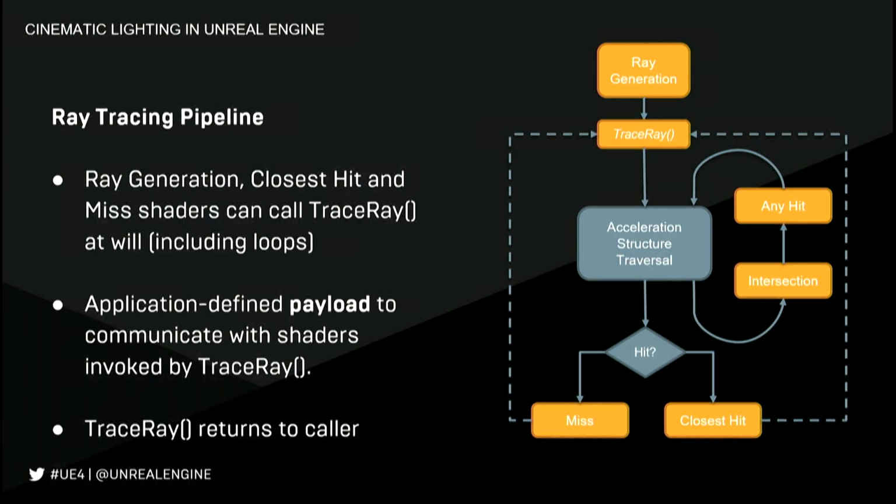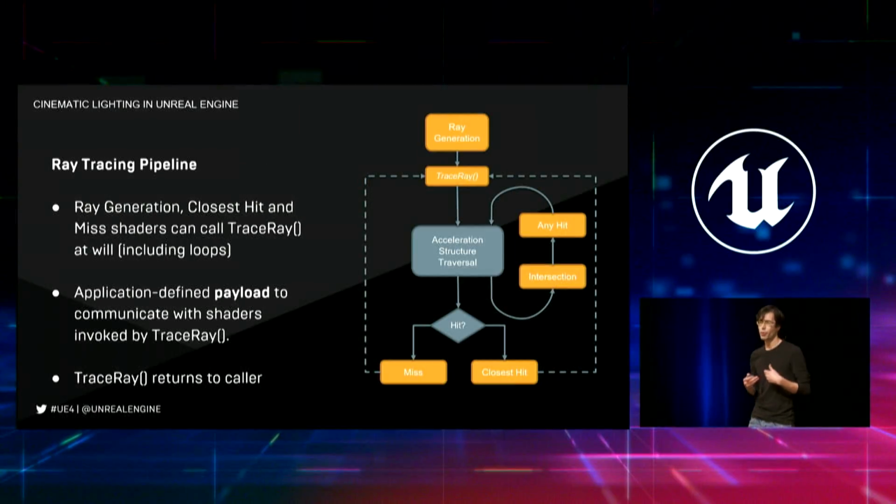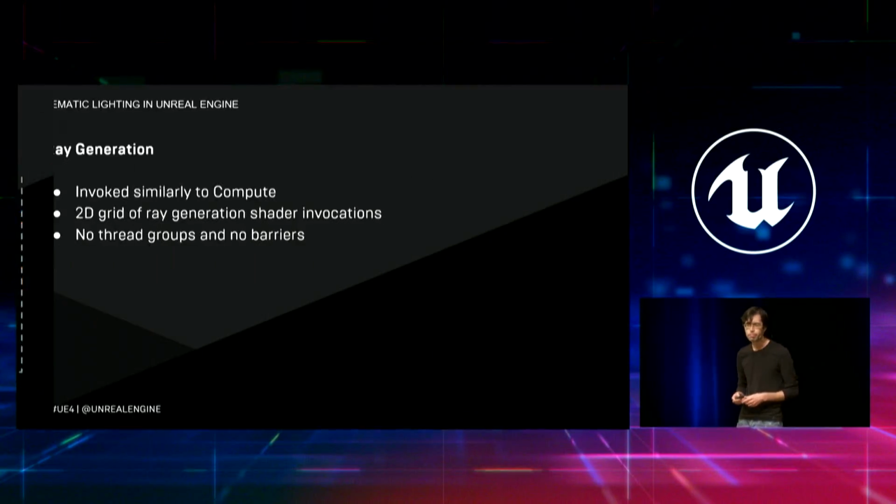After the traversal completes, we will have either found a hit that is the closest or not. If we do, we invoke the closest hit shader, otherwise we invoke a miss shader. In addition, it's very important to note that the calling shaders that call trace ray have the ability to do this many times, and they can get return values from the call. These are obtained through a mechanism we call a payload, which is an application-defined data structure that is readable and writable by the different shaders. So it can be used as input and output.